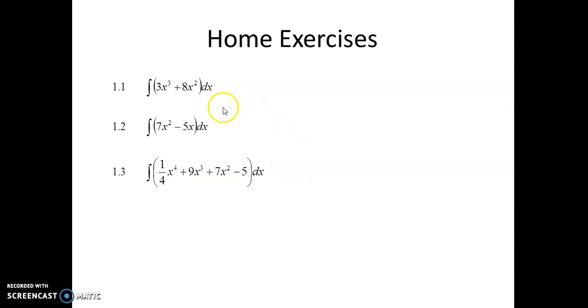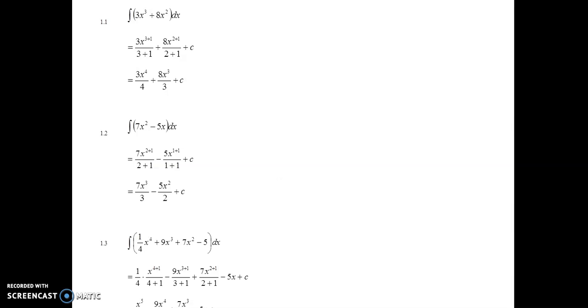So here are 3 homework exercises taken from the textbook, as well as the solutions in the next slide. First attempt them, then check your answer in the next slide. And then we're going to continue with applications in the final audio.